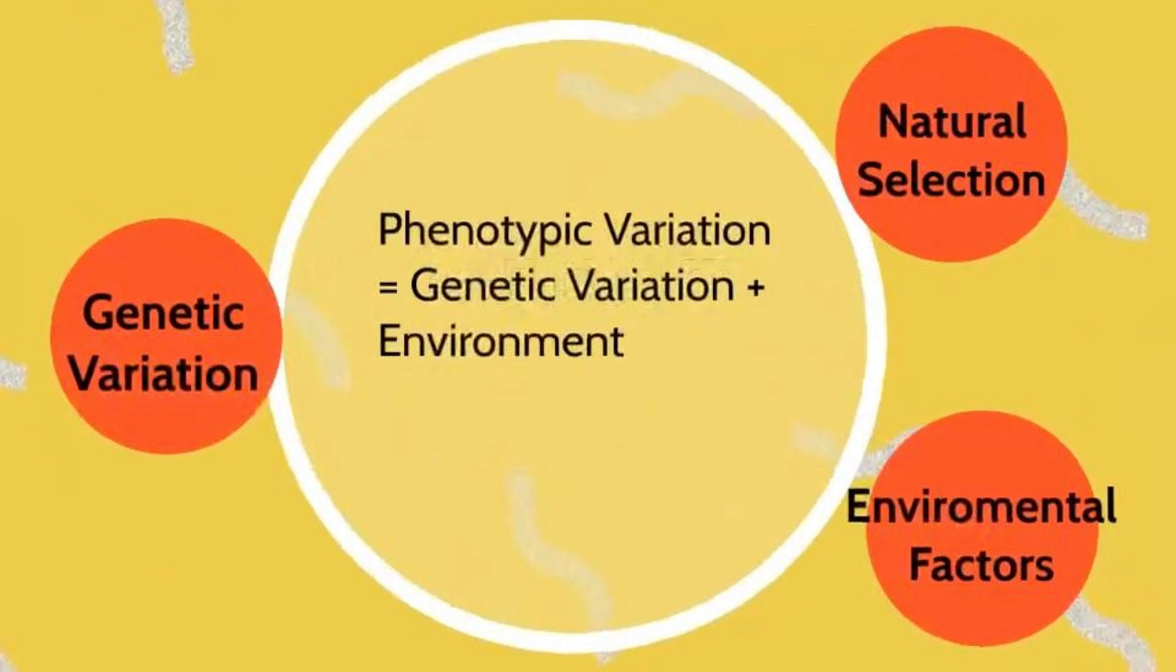So the phenotypic variation of the individuals in a population is determined by genetic variation within the population and the interaction of the environment on the individuals. So to summarize, the equation we'd use to explain a phenotypic variation is: phenotypic variation equals genetic variation plus environmental variation.